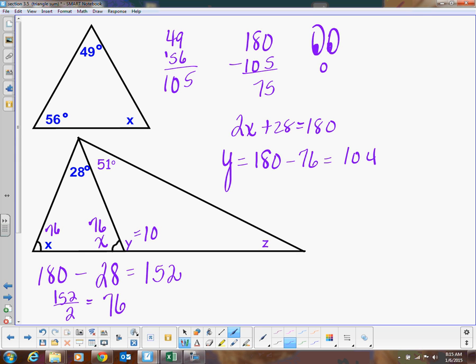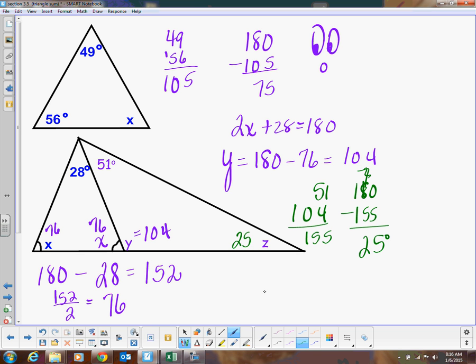So now that we know y is 104, how do we get our z? 51 and 104 is 155. Then we're going to take our 180 and subtract our 155, which is 25 degrees. What we're doing now is we're focusing on a new triangle. And what do you know about those angles? And we already found y, so I added 51 and I added 104.